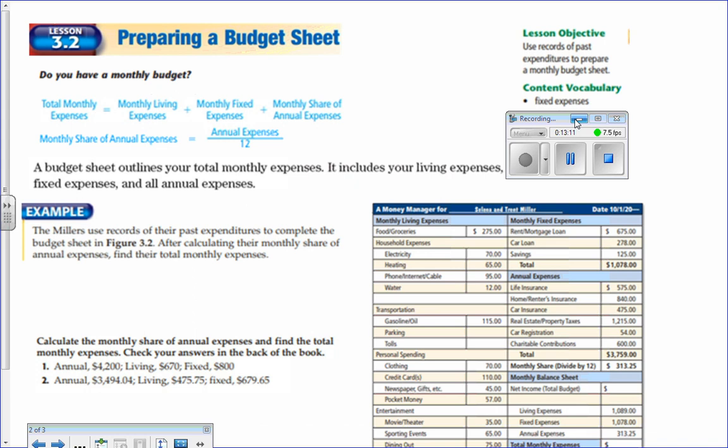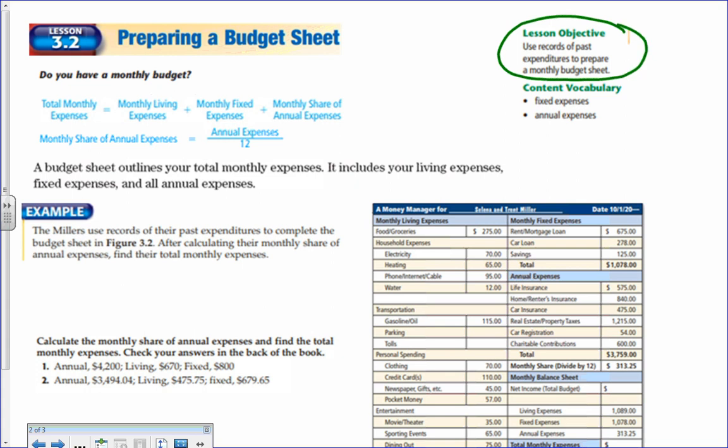Okay, let's turn the page together. The next thing we do, so step number 1 is figure out on average how much you spend. Step number 2, let's make a plan. Put together a budget for your money, like a plan. Okay, so our learning objective for 3.2 is to use the records of past expenditures to prepare a monthly budget sheet.